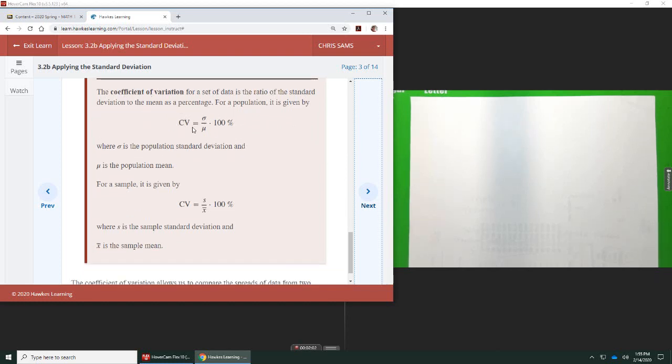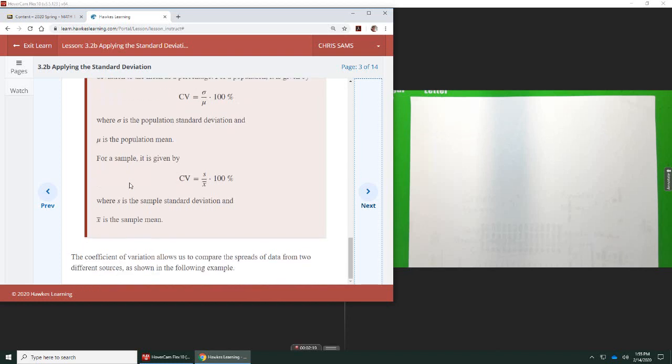CV is the initials for coefficient of variation. If we're dealing with a population, then we use sigma for standard deviation divided by mu, the symbol for the mean, times 100 to get a percentage. And then if we're dealing with a sample, it's the same thing. Standard deviation over the mean, just different symbols. S is for sample standard deviation, X bar is for sample mean, and you still multiply by 100.